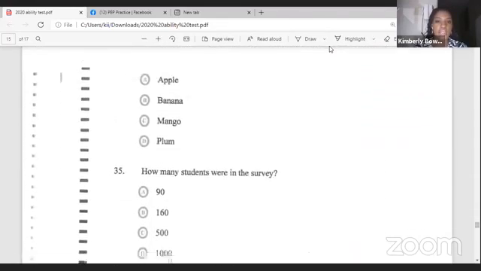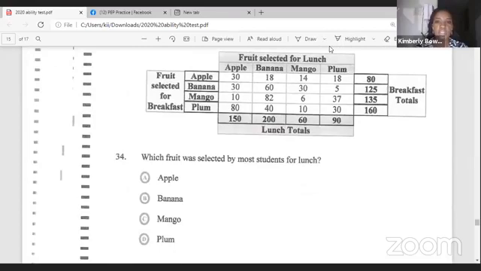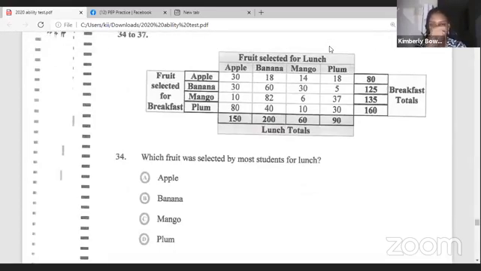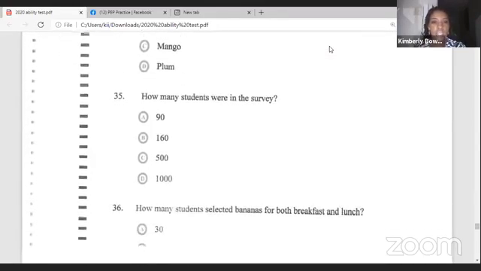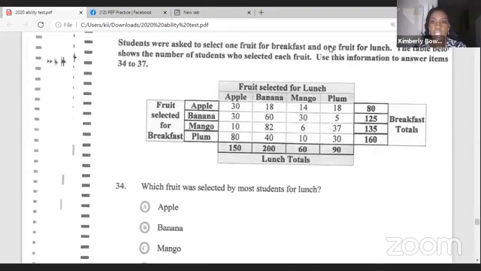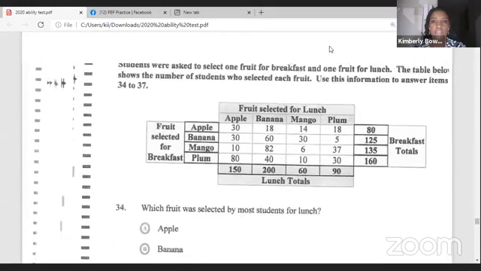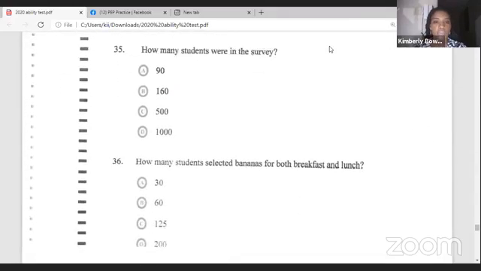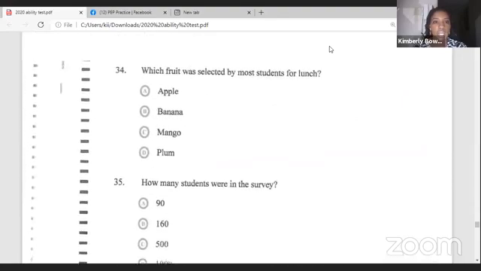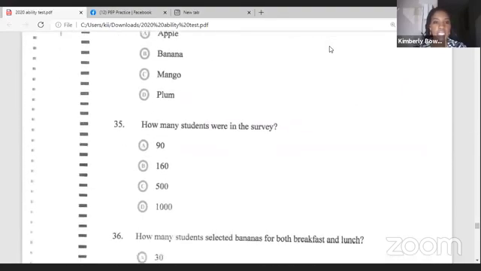How many students were in the survey? Did anybody check it over? So that's 150 plus 200, 350. Plus another 150, that's 500. If you saw 1,000, it's because you're counting the amount on one side for breakfast and the amount on the other side for lunch. But the same students who took the survey for lunch took the survey also for breakfast. So it's only 500 students. So the answer there for 35 is C.